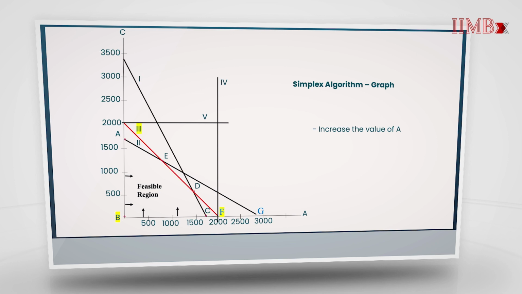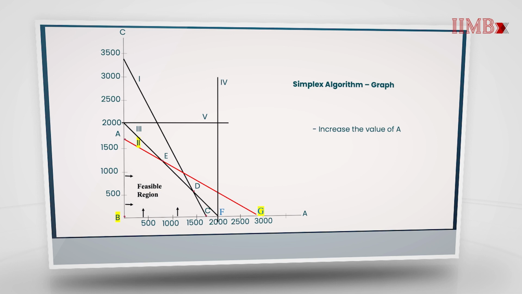We could go further and come to corner point F, where constraint number 3 becomes binding. That means S3 becomes 0. There is no slack in constraint number 3. And if we go yet further, we will come to the point G, where constraint number 2 becomes binding. That means the slack in constraint 2 becomes 0. That is, S2 becomes 0. However, both F and G are infeasible corner points.